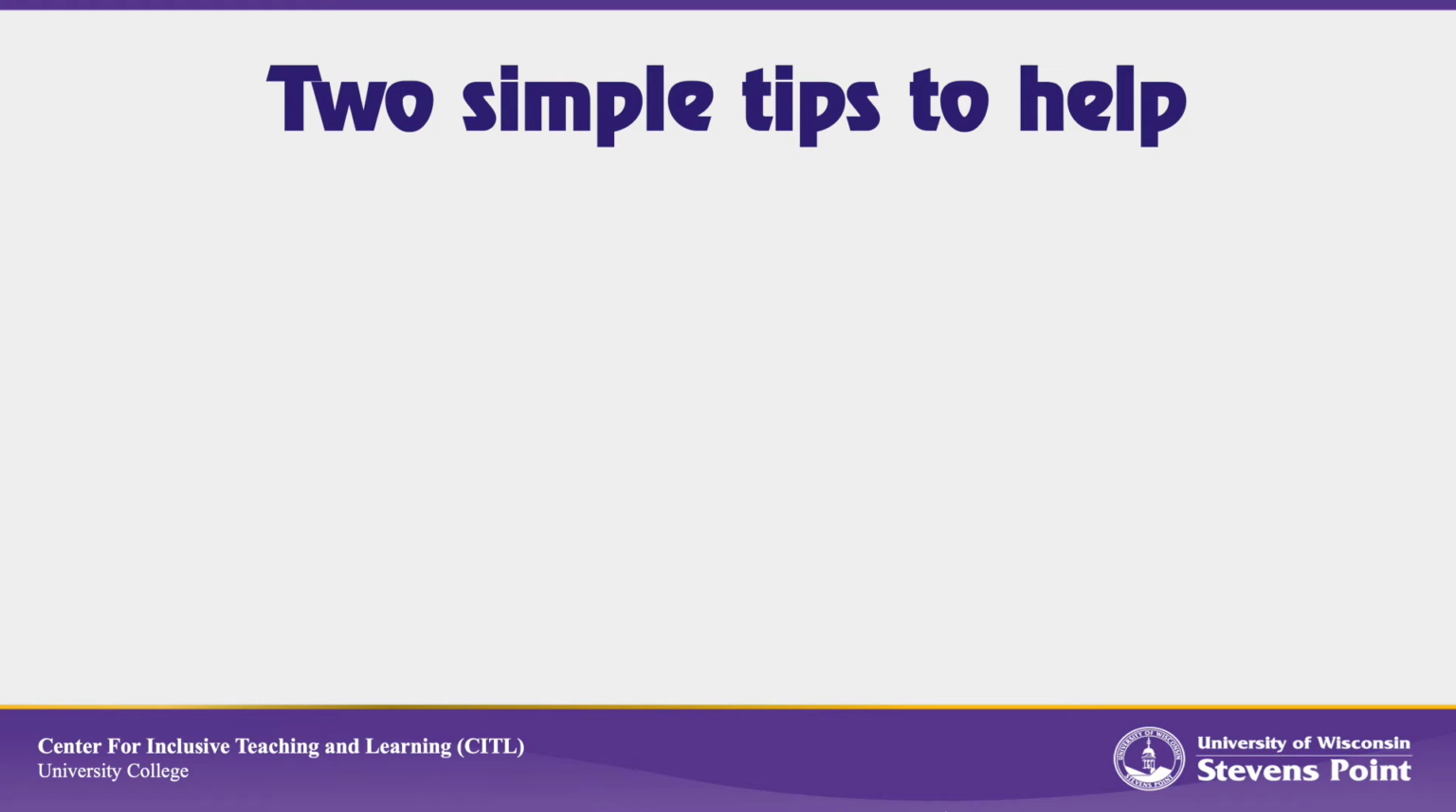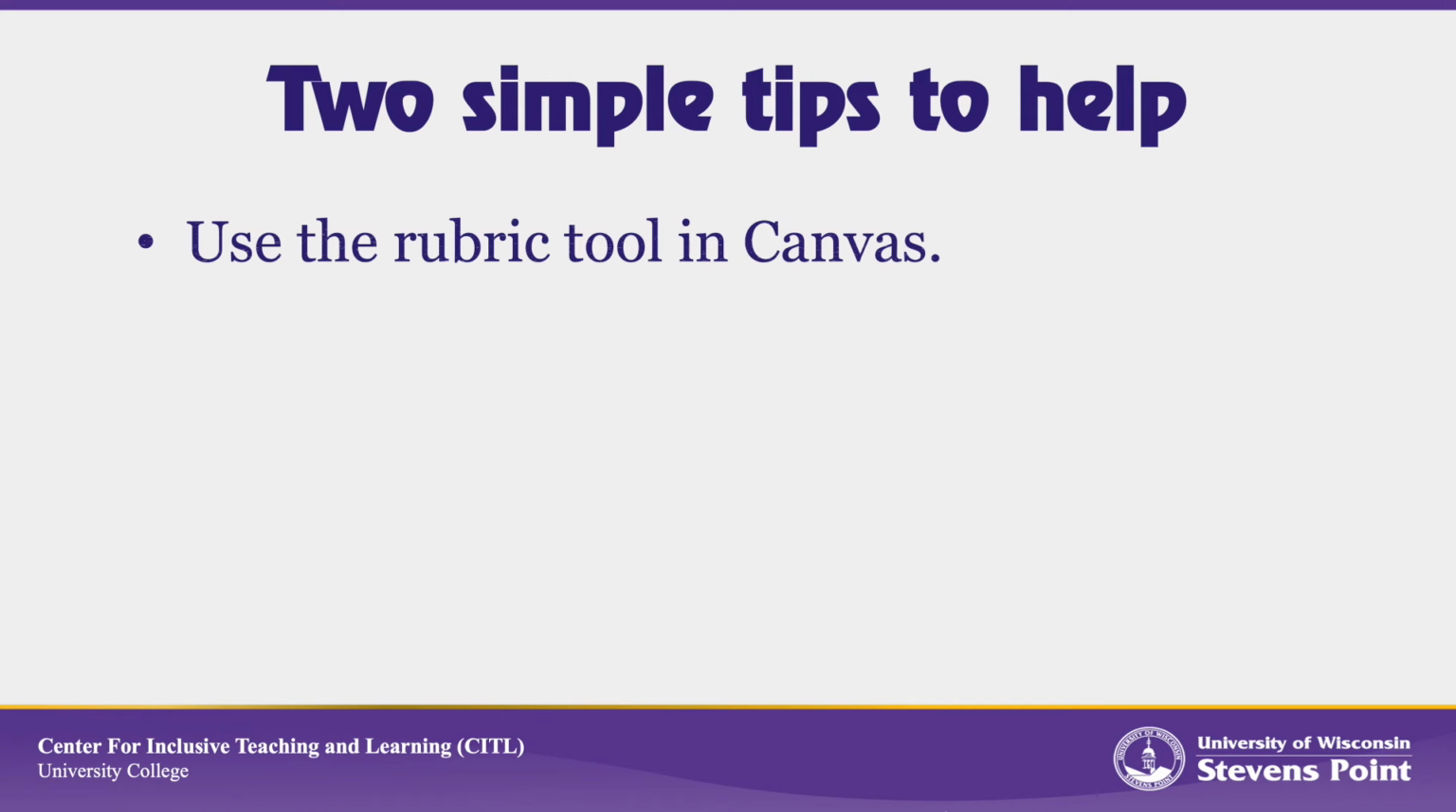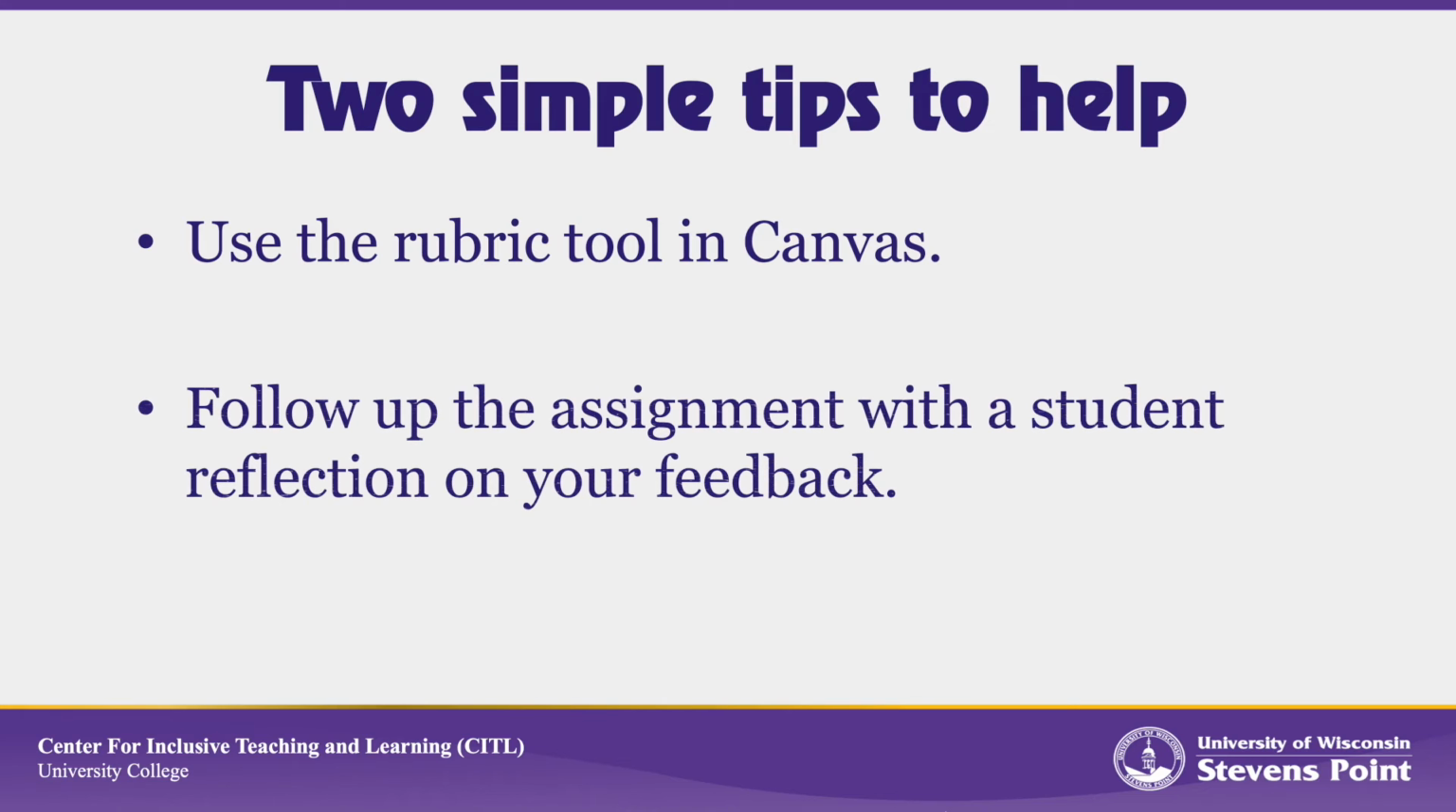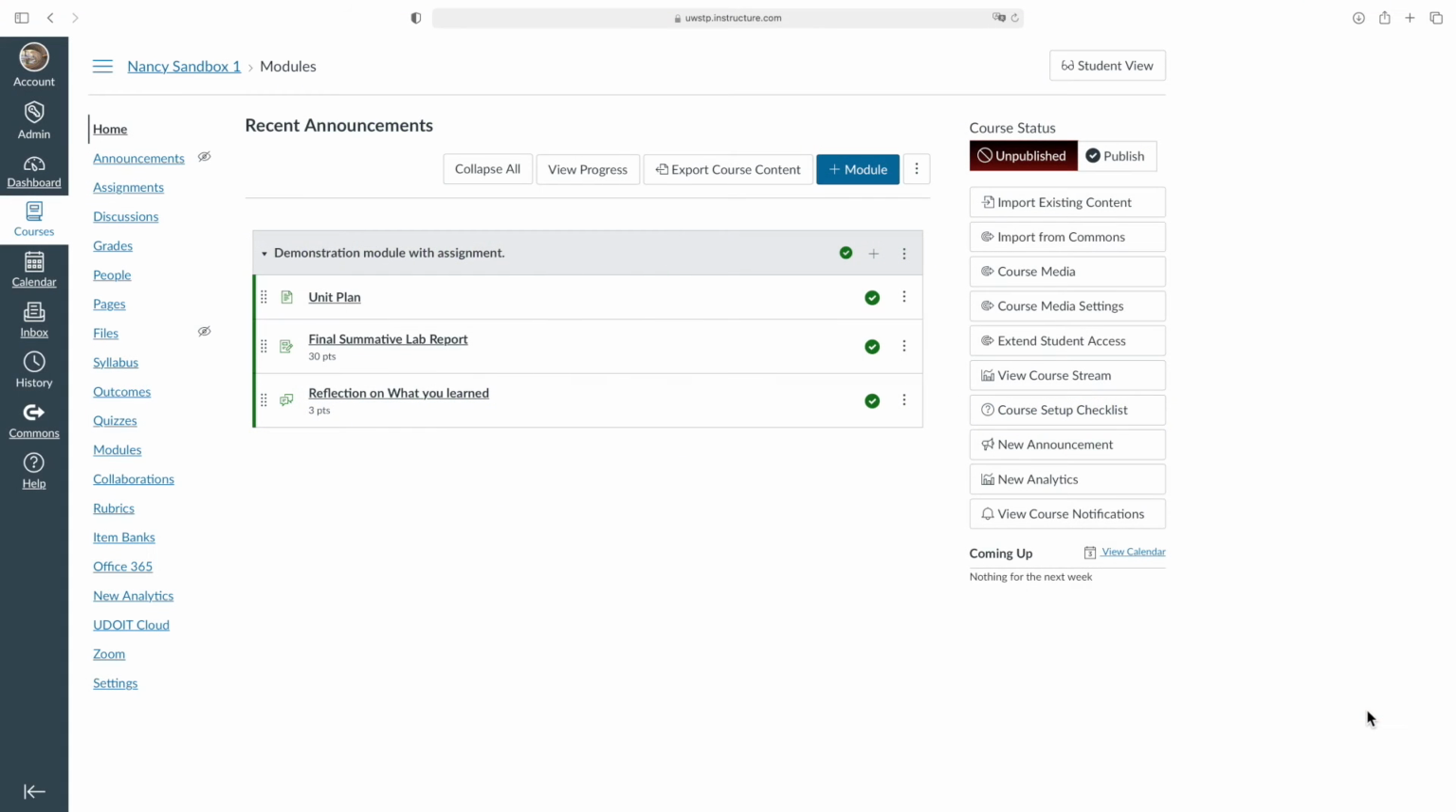But here at CITL, we can offer you a couple of simple tips that will help you to solve some of these problems. The first is to use the rubrics function on Canvas. And the second tip is to follow up your assignments with a student reflection that involves some commentary on your feedback. Let's start with rubrics.